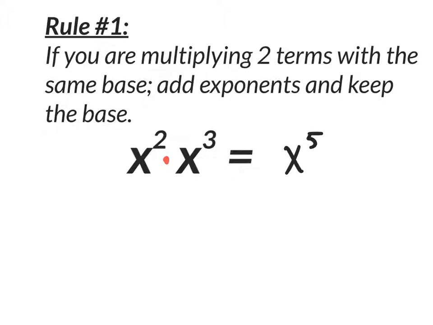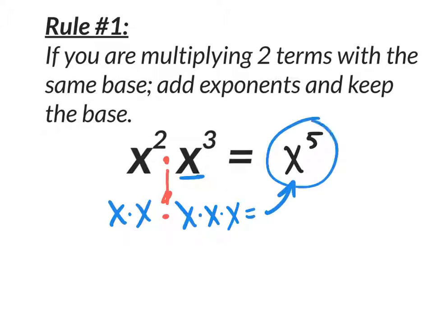Now the explanation why we're able to add exponents when we're multiplying and we have the same base is, let's actually expand. What does x squared actually mean? X squared actually means x times x, right? X to the third actually means x times x times x. And of course, there's a multiplication between both the x times x and the x times x times x. And of course, your answer is x to the 5th.